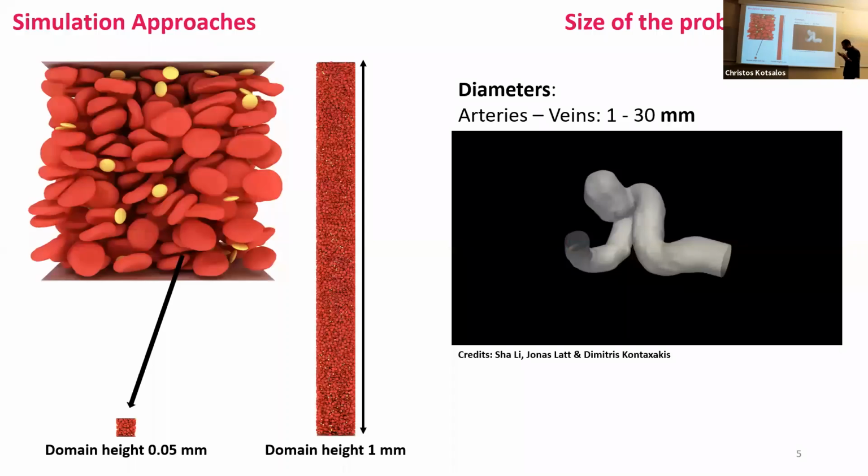So how can we simulate blood? There are various simulation approaches, and here the size of the problem matters a lot. Here you can see this small domain, which has a domain height of 0.05 millimeters. If we zoom in, we can see that the size of the domain is comparable to the size of the blood cells. Here you can see the red blood cells and the platelets.